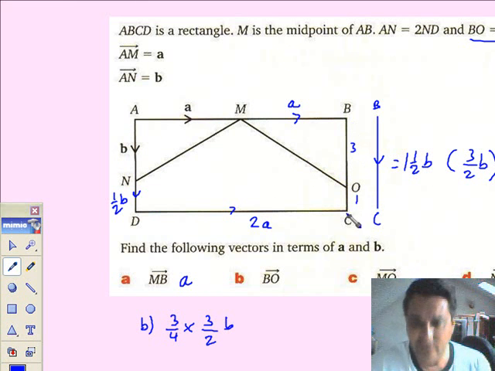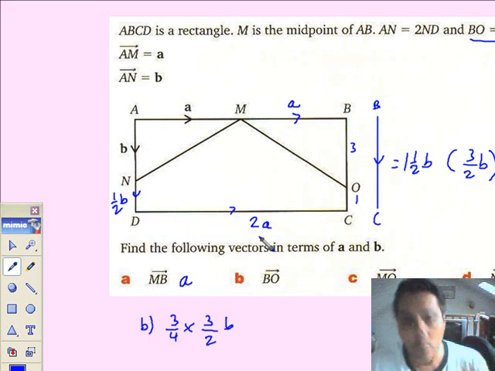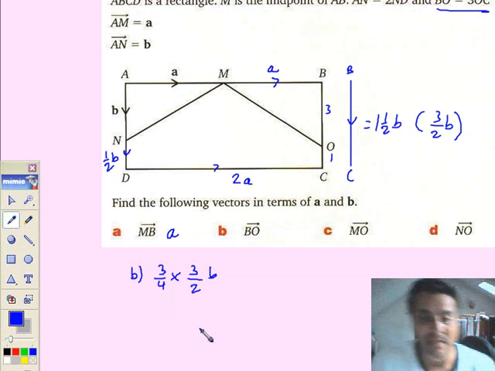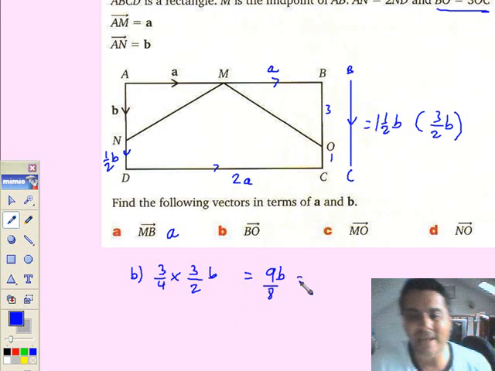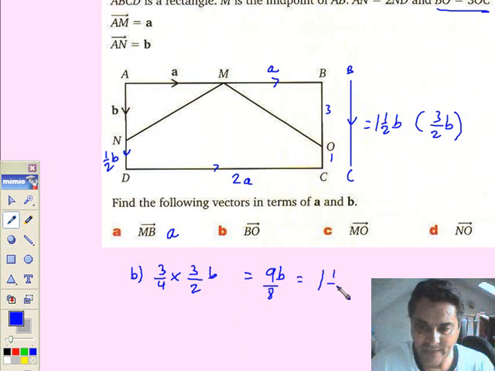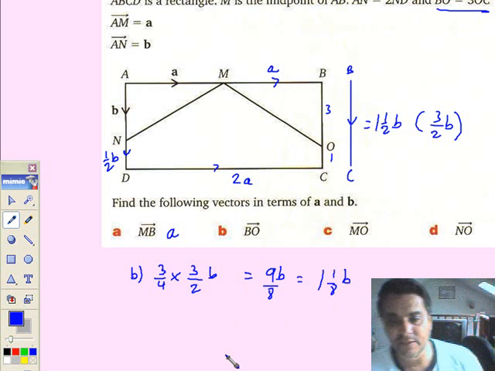B to O is 3/4 of the entire length B to C, and the entire length B to C is the same as A to D because it's a rectangle, and A to D is directly parallel with B to C and is of the same magnitude exactly. That's going to give us 9b over 8, or 1 and an eighth of a b. A's are not involved at all in this discussion.